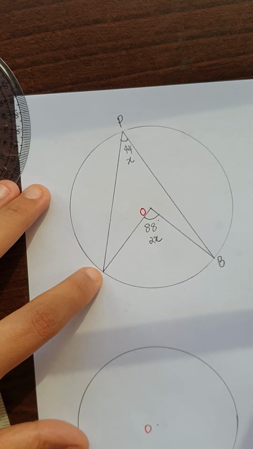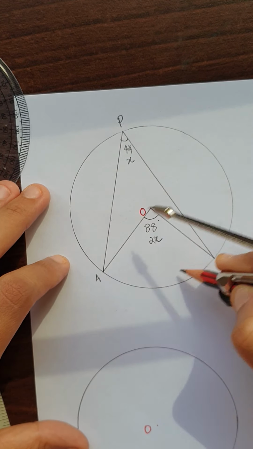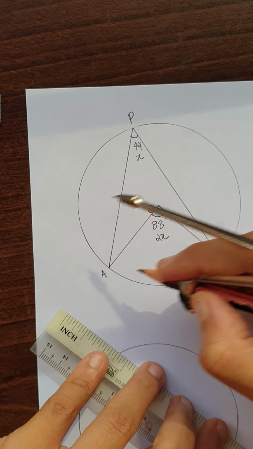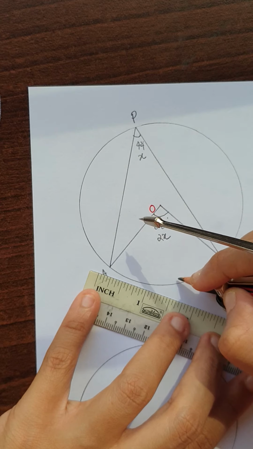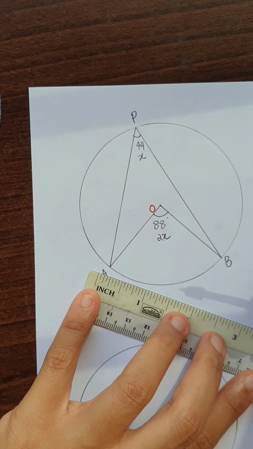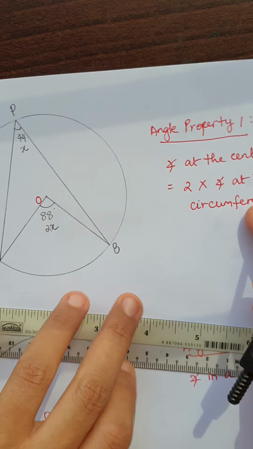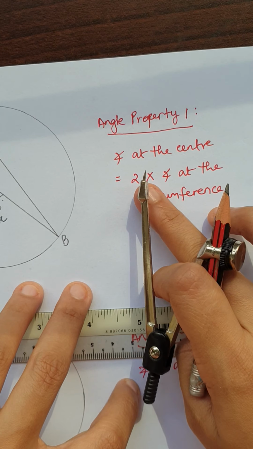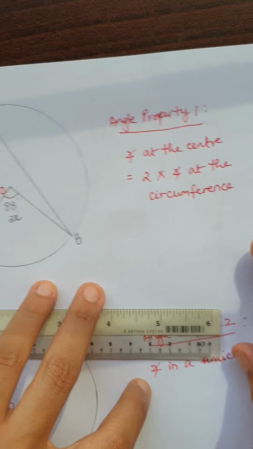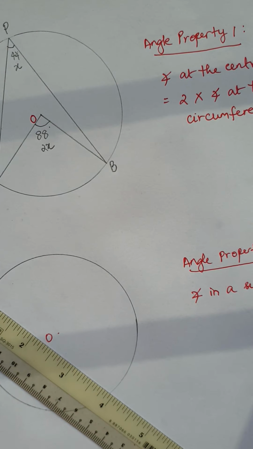Now if I have an angle here, if I draw something on this side, if I face the opposite direction, you'll observe that this angle will be 2 times the reflex angle here. So this is the first property. Angle property 1 is angle at the center is always 2 times the angle at the circumference. Okay, so let's move on to the second property.